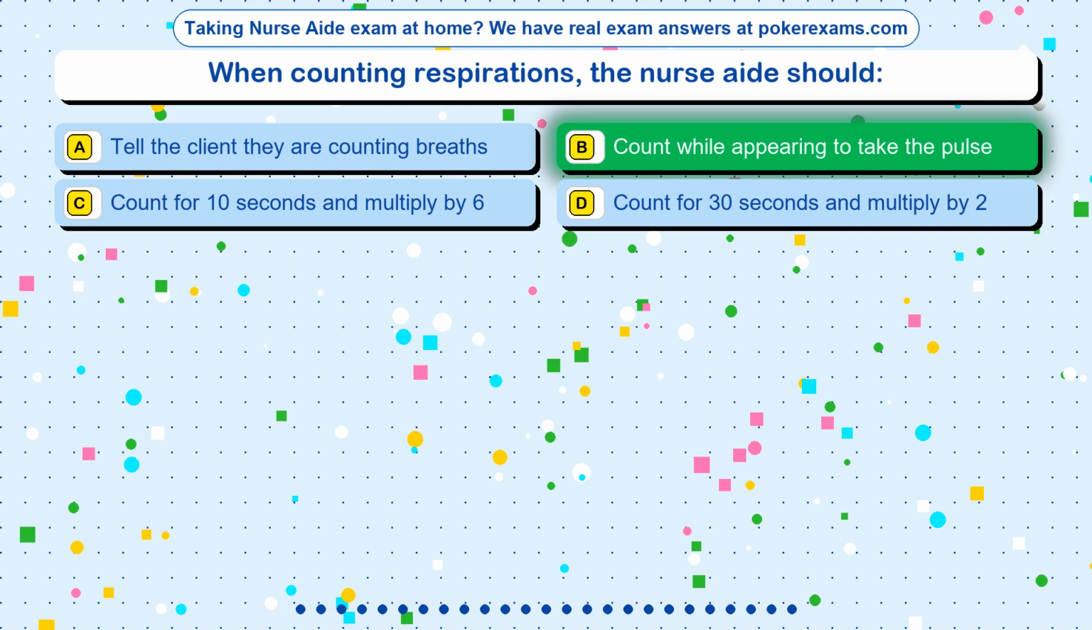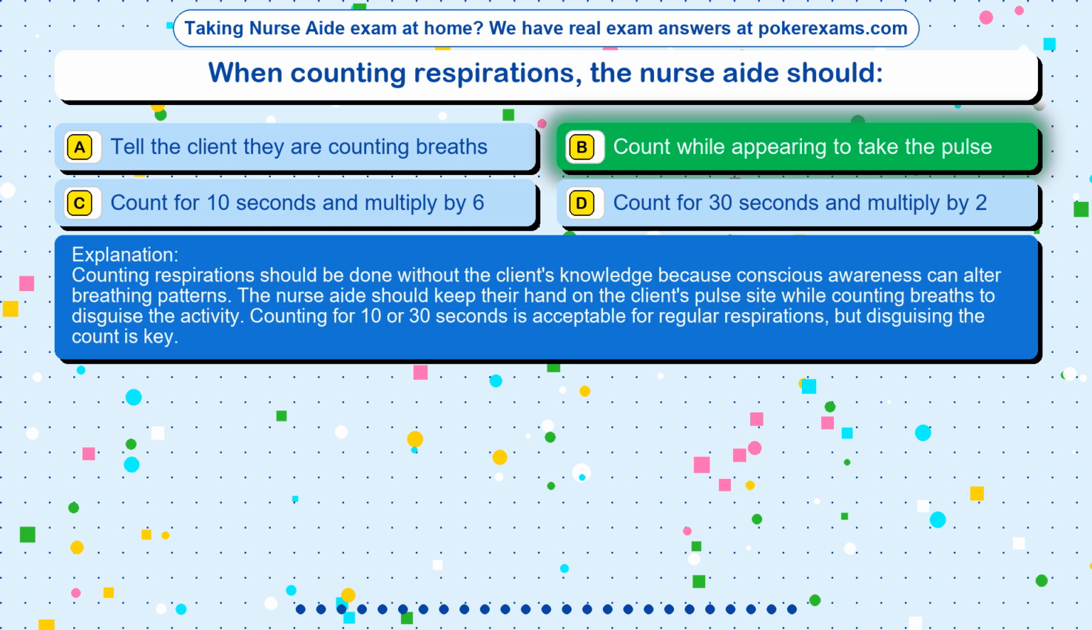The correct answer is option B. Count while appearing to take the pulse. Counting respirations should be done without the client's knowledge because conscious awareness can alter breathing patterns. The nurse aide should keep their hand on the client's pulse site while counting breaths to disguise the activity. Counting for 10 or 30 seconds is acceptable for regular respirations, but disguising the count is key.